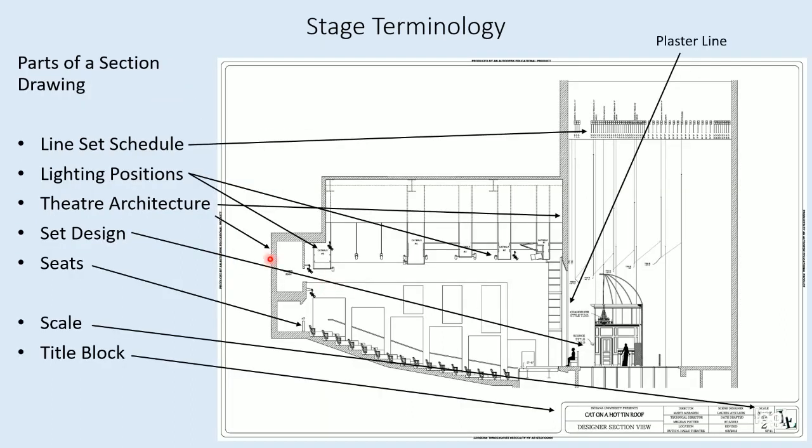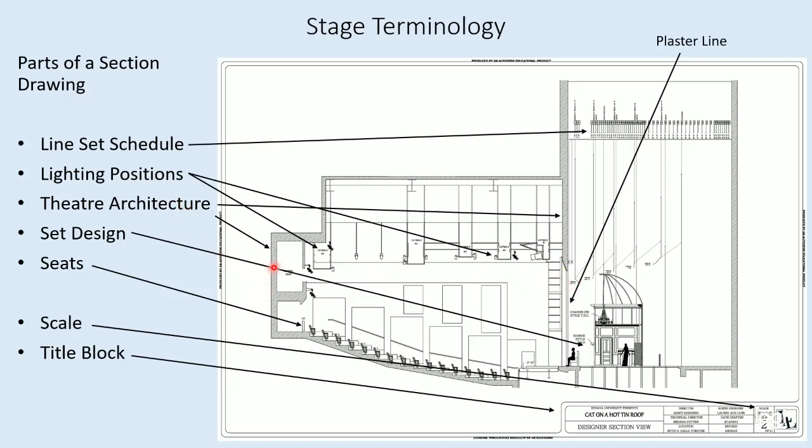Next, we'll see a section. Again, a section is if we cut the theater in half, right down the center line, and we were to look at it. We can see that in the section drawing, we also have a line set schedule that shows us what battens overhead are carrying what scenic elements, whether that's a leg or a border or a flying piece of scenery or lighting equipment. Section drawing will often include lighting positions, in particular front of house lighting positions, like catwalks or coves, right? So these are the lighting positions that are out over the audience. It will oftentimes include lighting positions over the stage.